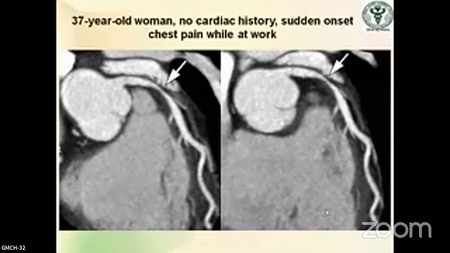Okay. Another patient has got a tight stenosis in the left descending coronary artery. Karthik showed you the anatomy. See a tight stenosis here. So that was a mild infarction.